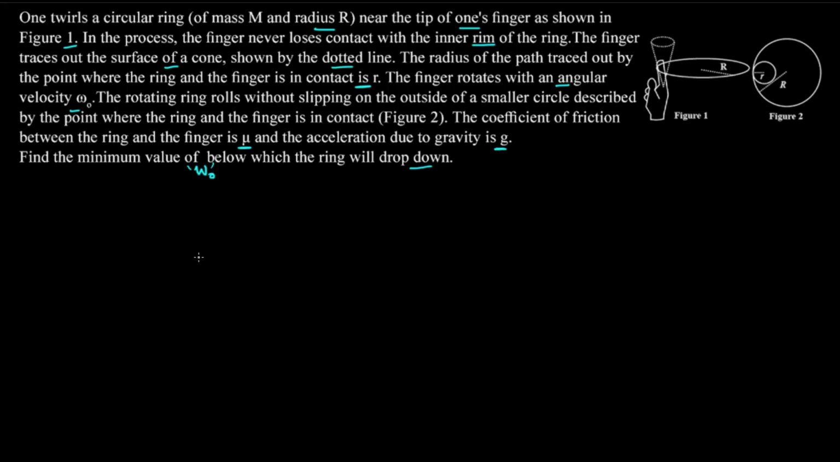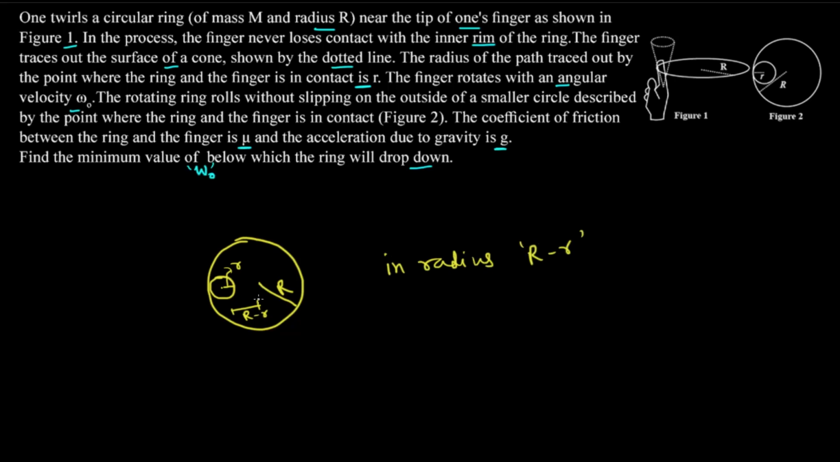So as we can see, this is our circular ring, and this guy is holding the ring at the rim and rotating it in a conical manner such that the radius of the cone at this point is small r, while the radius of the ring is capital R. So at the instant we can say that this ring is basically rotating in a radius capital R minus r. So this ring is performing rotation due to this finger in this radius. So every point is rotating in radius R minus r.